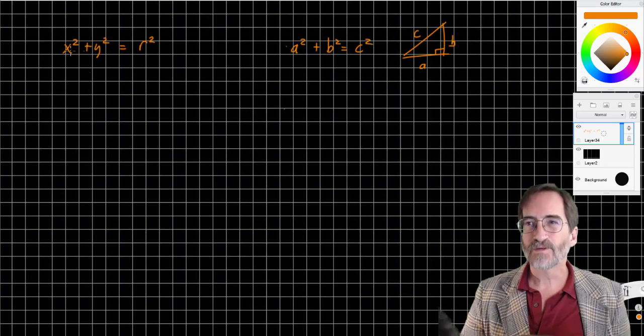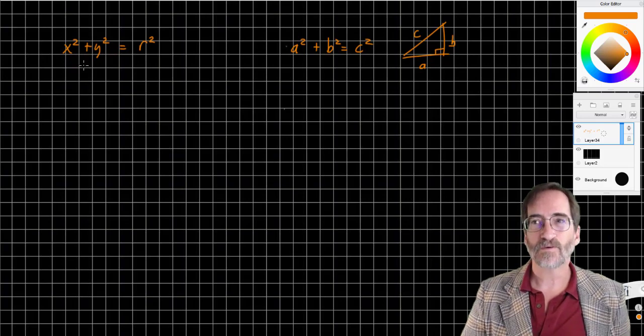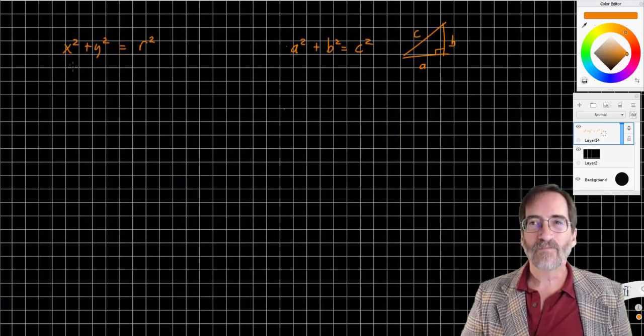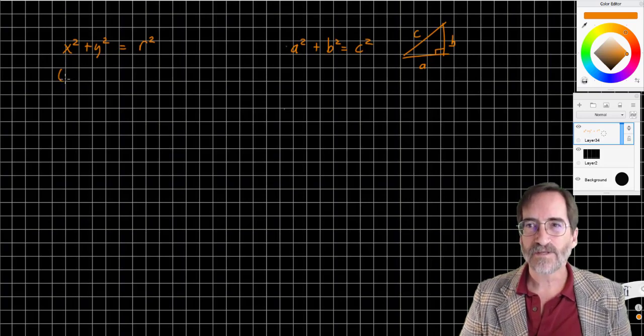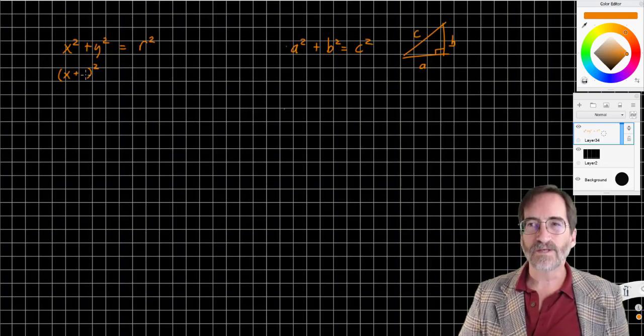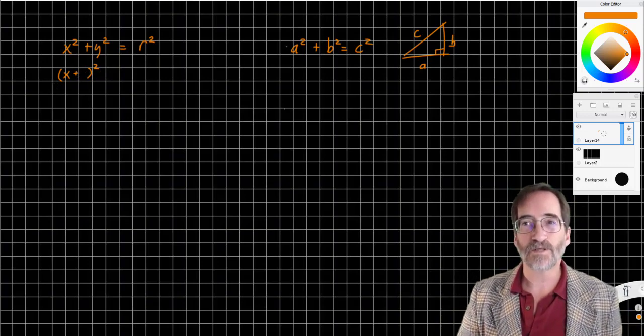All right? So that's really kind of interesting. Now, there's one more thing you can do with this circle. You can translate it. You can move it. And remember this: if I replace x with x plus something, then what that does is it shifts everything left and right. It actually shifts it to the left.